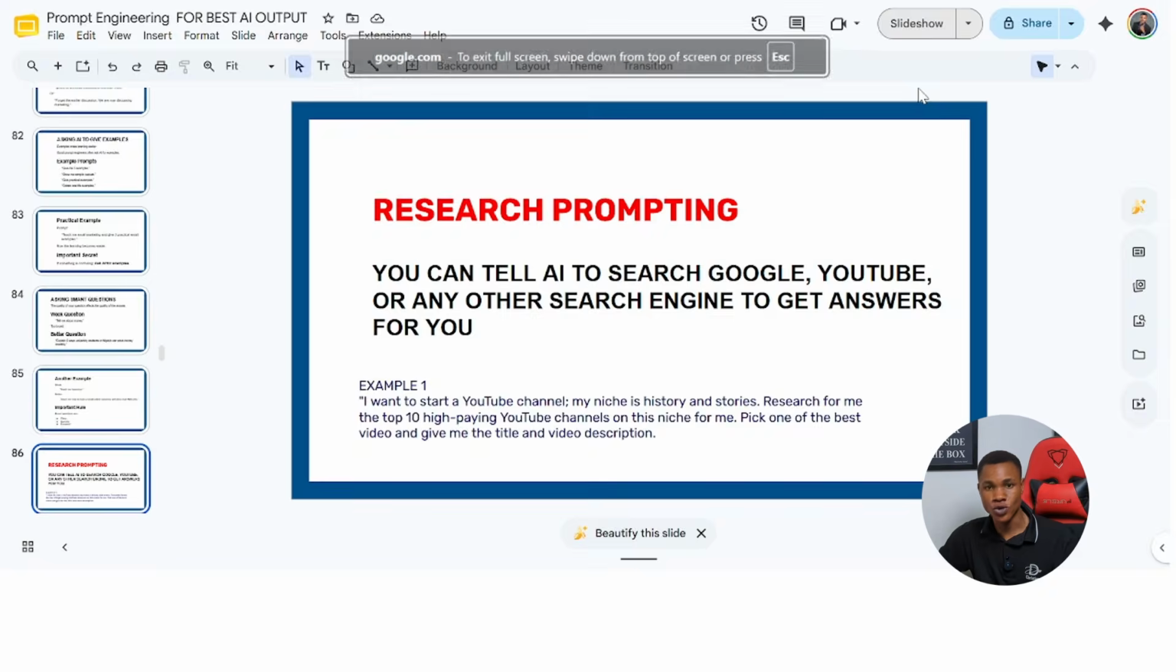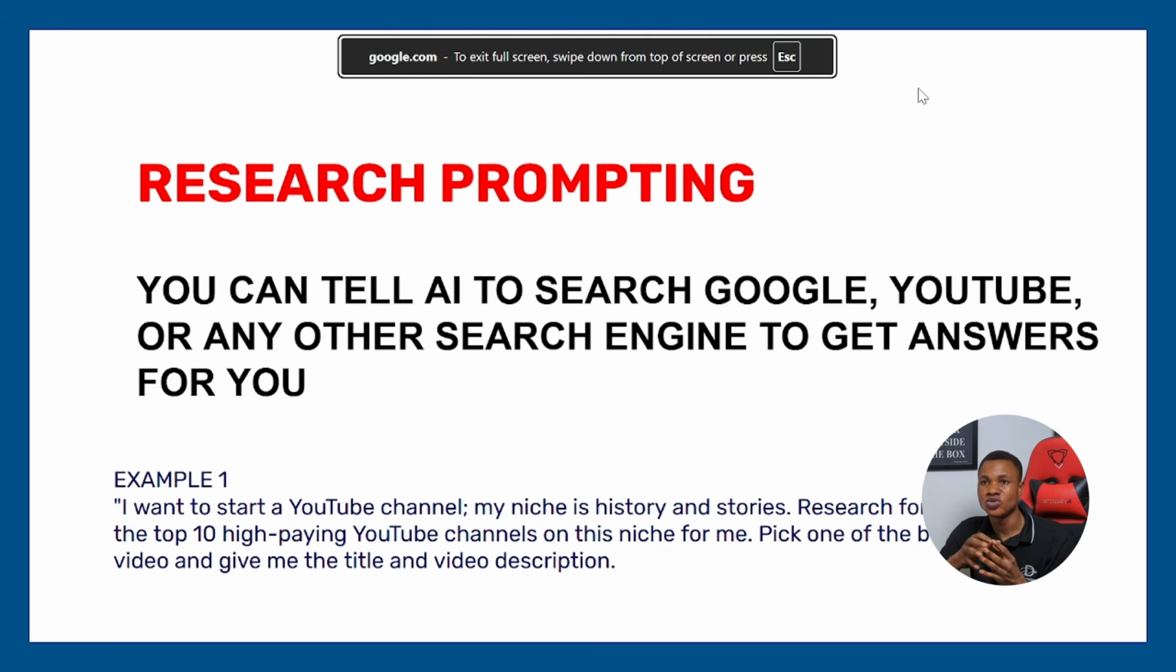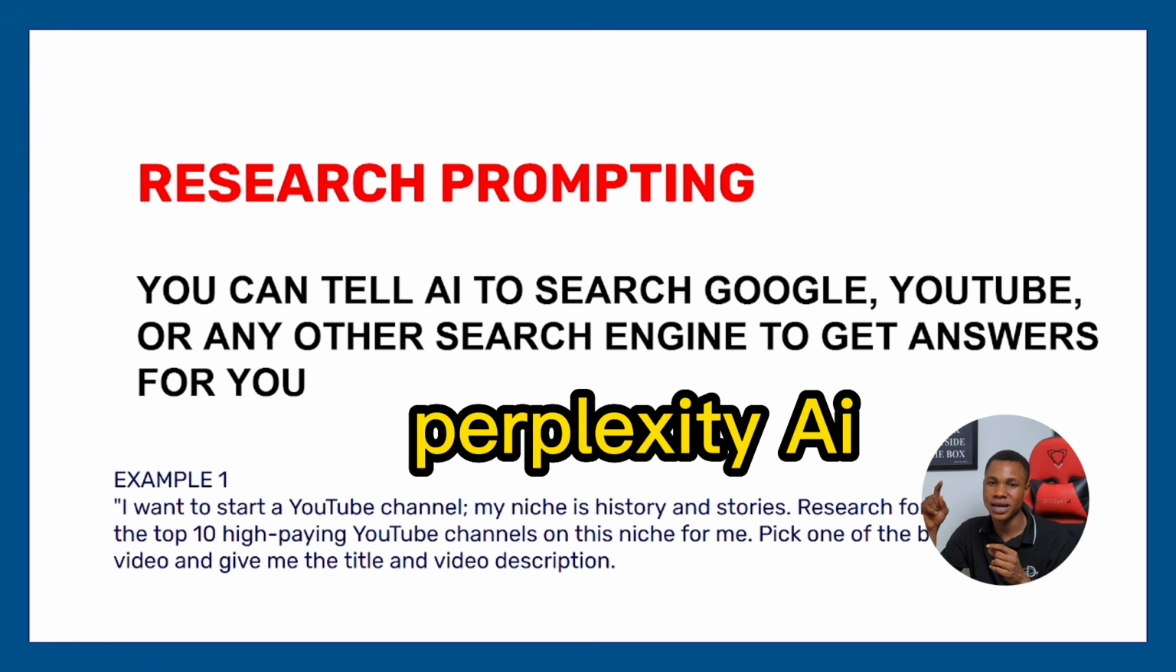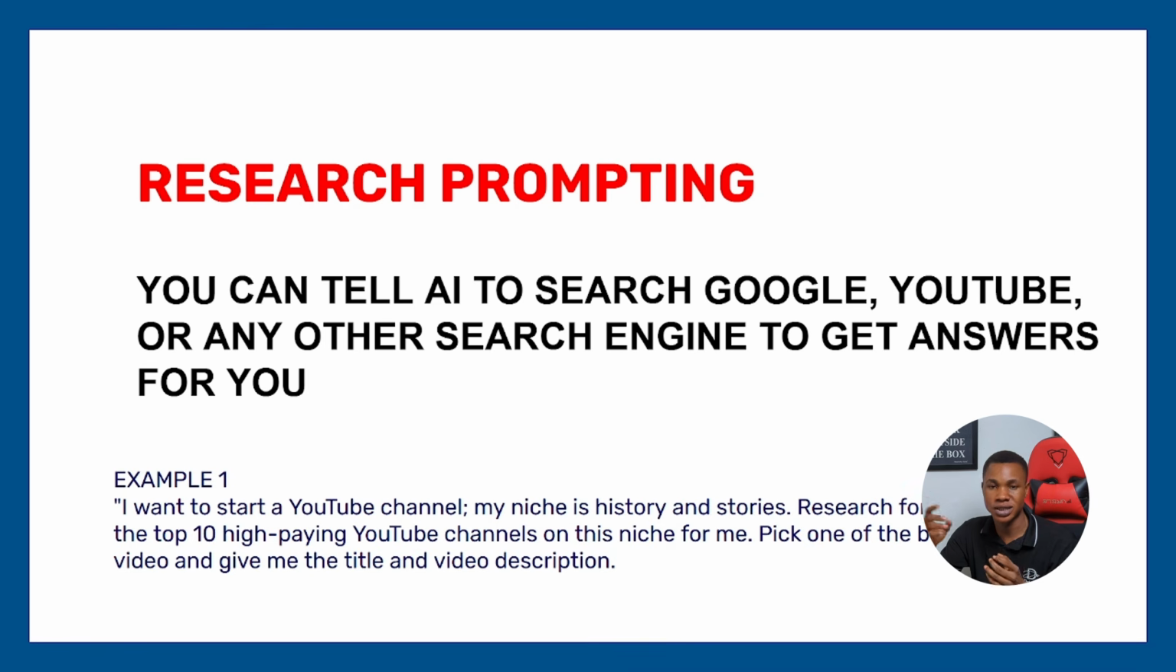Those of you who are in school, who are doing projects, who are doing assignments, etc., AI can actually do this research for you. The best AI for academic research is called Perplexity. Perplexity, it's not Perpleo, it's Perplexity, P-E-R-P, I'm writing it, see it on the board. So you can tell AI to search Google, YouTube, or any search engine.